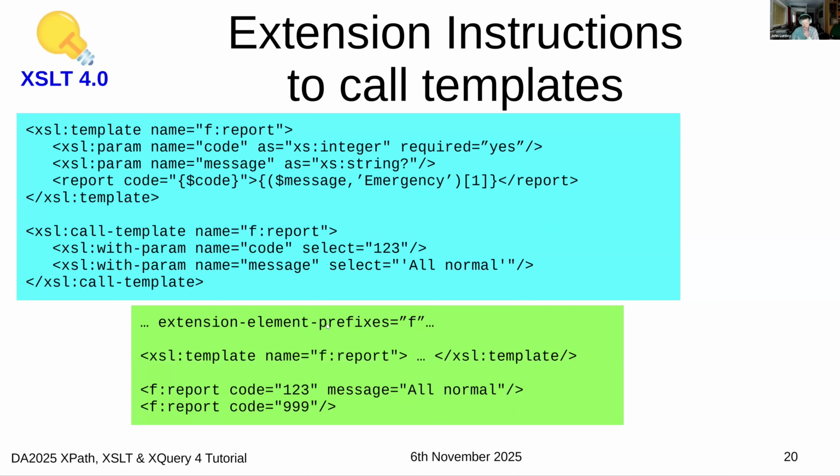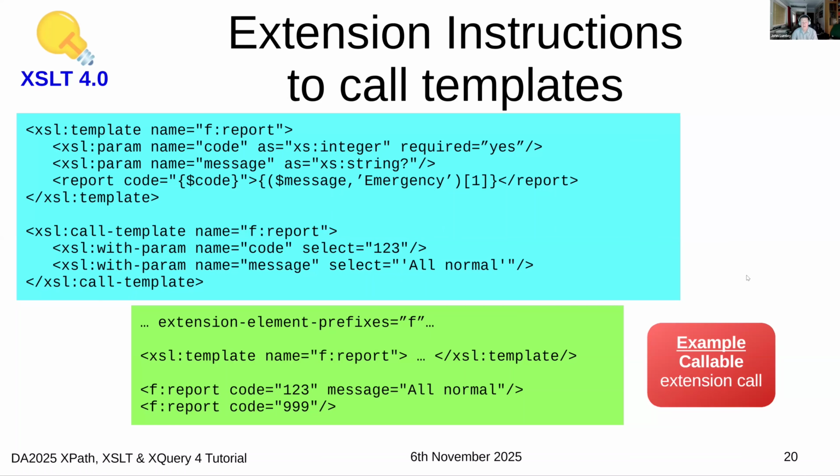So what we've now done is, if the template is in a namespace which is an extension element prefix, then you can just write an extension instruction which calls that template, where the values of the attributes are checked against the type of the parameter that you're trying to call, and depending upon what that type is, they will either be cast to atomics or the appropriate type, or they will be executed as XPath expressions.